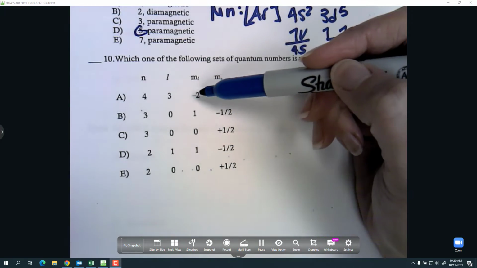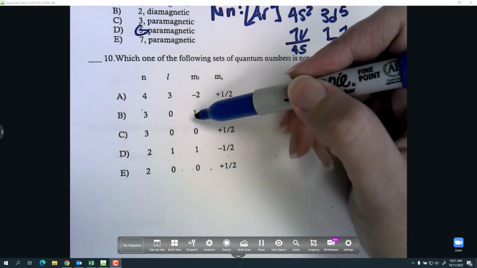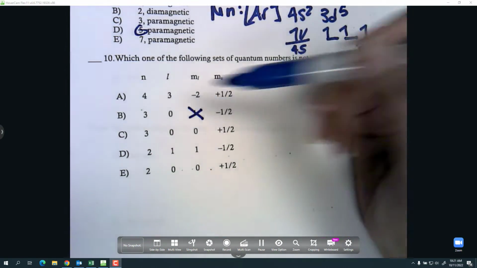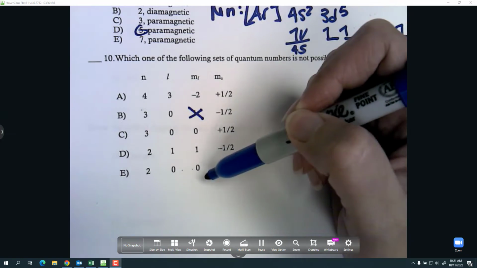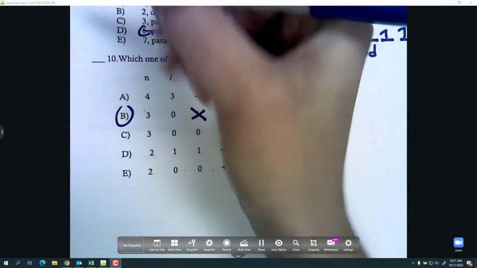Then looking at my m sub L, it can go anywhere from negative L up to positive L, so negative 2 is fine. 1 is not, because it can only be 0. 0 is fine, 1's fine, 0 is fine. M sub S is plus or minus 1/2, so this is the only one with a problem.